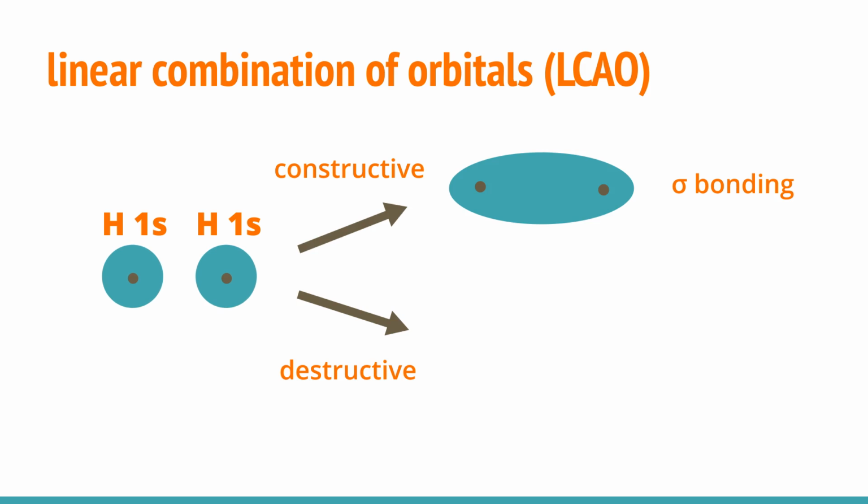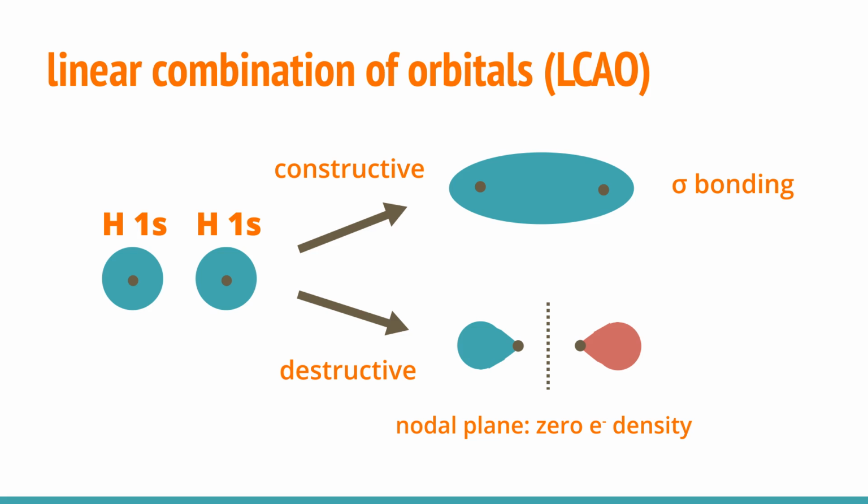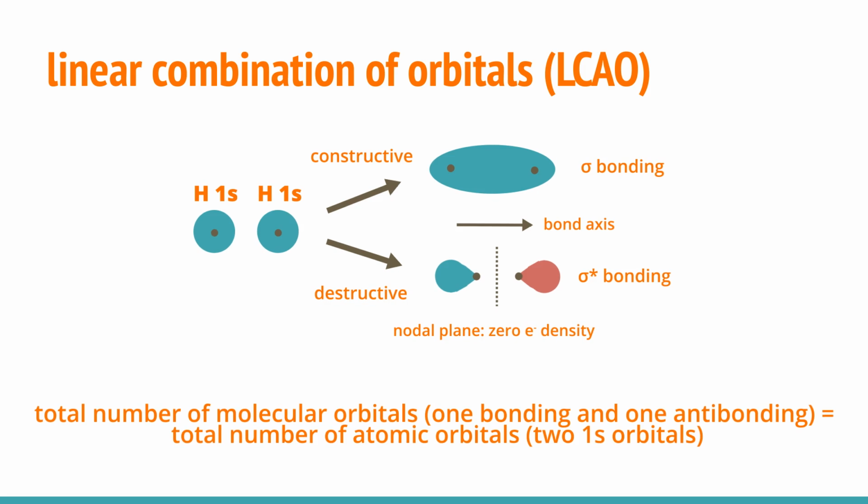If these orbitals combine constructively, there's now an electron density between these two atoms. We now have a chemical bond described as a sigma bond. If these orbitals combine destructively, there will be no electron density between the two atoms. This results in a nodal plane, which is perpendicular to the bond axis. Instead, the electron density faces away from the bonding orbitals. This is called an antibonding sigma bond. Note that the total number of molecular orbitals is equal to the number of atomic orbitals used to make them.